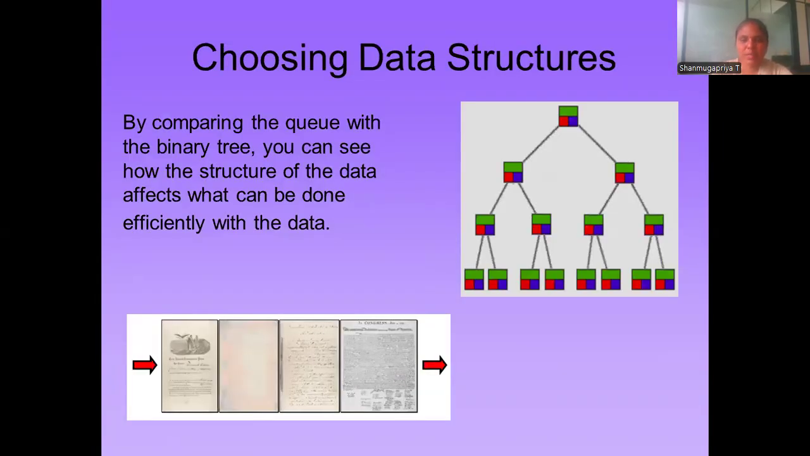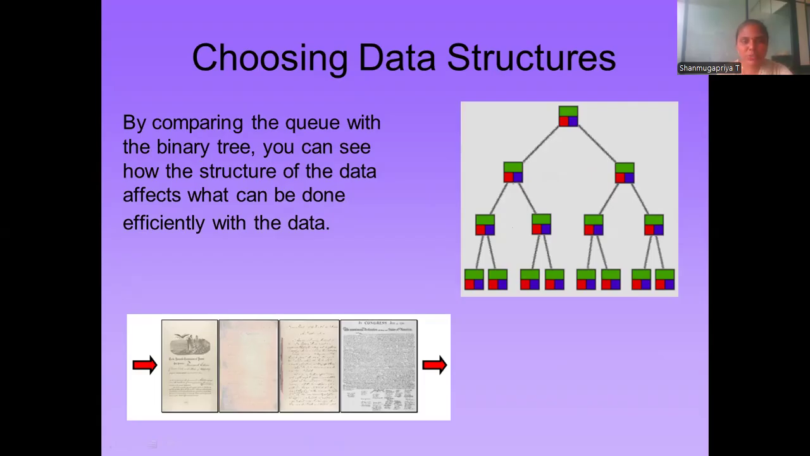Choosing a data structure. We saw two examples, one linear and the other nonlinear. Choosing a data structure plays a major role. In the last slide we discussed that based upon the complexity of an application, we may choose a different kind of data structure. By comparing the queue with the binary tree, you can see how the structure of the data affects what can be done effectively with the data. We discussed the previous two examples, the queue and the binary tree. See the structure of the data and the operations it is going to handle. Both are very different.